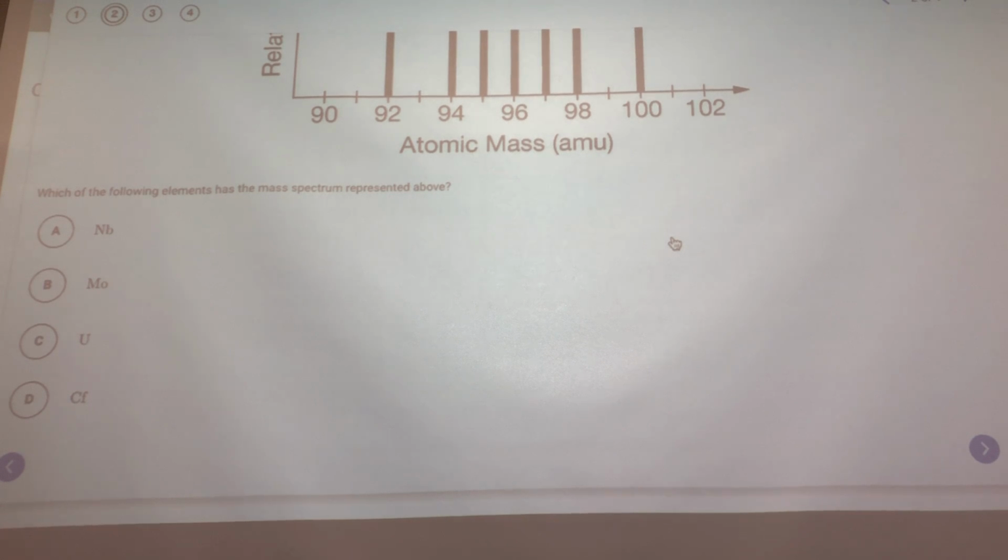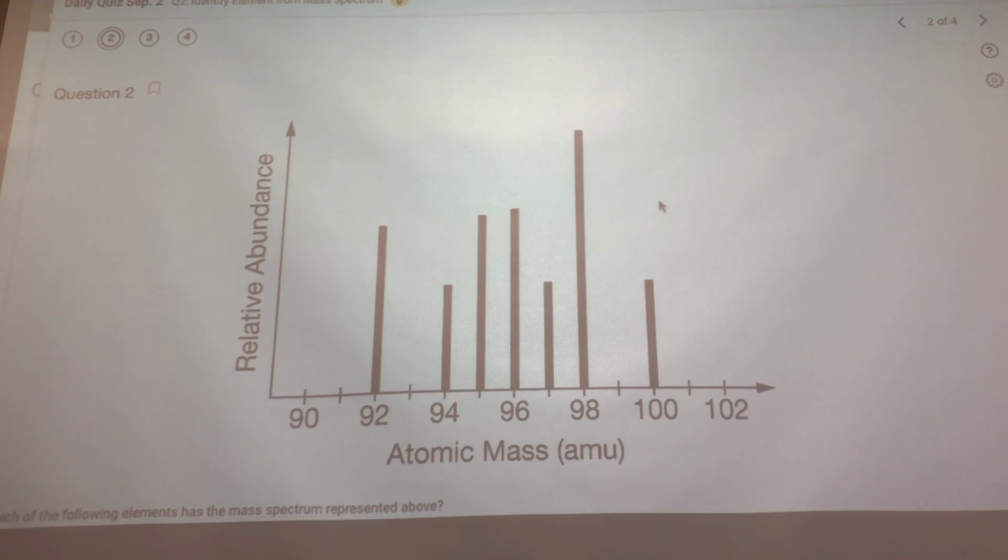The correct answer is B. Okay, so let's make sure we understand the why. What's the first thing you should look at with a mass spec? The base peak. Right? This is how I would solve it. I'd go to the base peak and I see the base peak is 98, which means the atomic mass should be close to 98. So I'm going to go to the periodic table and find something that's close to 98. Tc, but that's not an option. The next closest one is Mo, which is an option, and that's the answer.